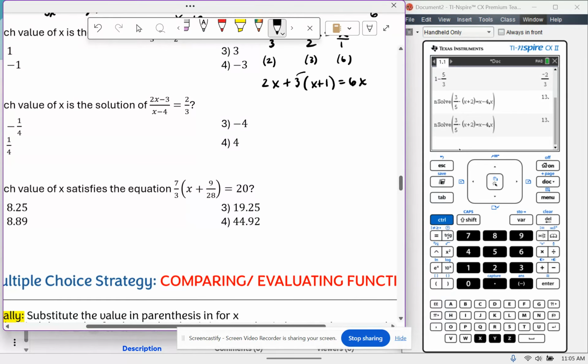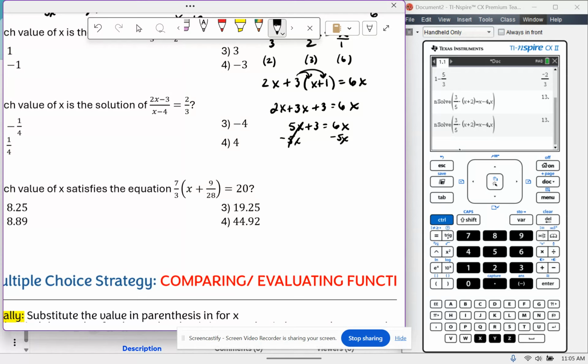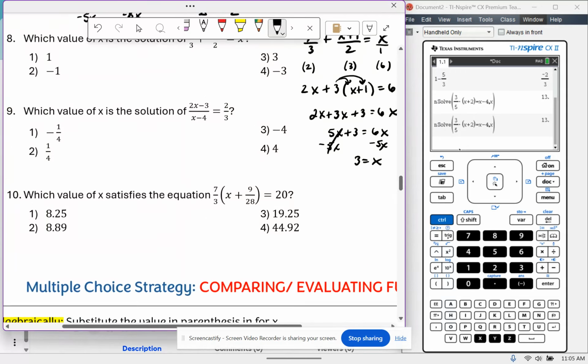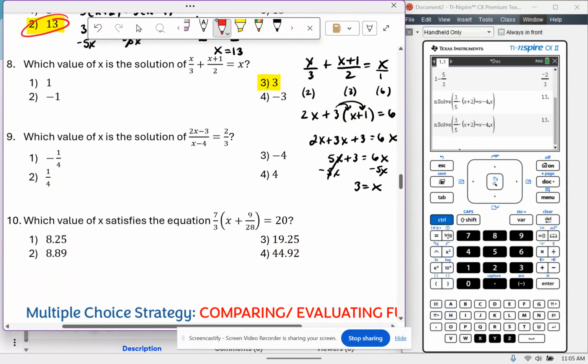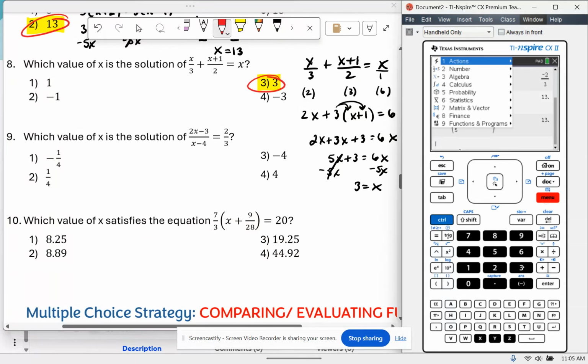Now I'm going to distribute to get rid of my parentheses, and I have 2x plus 3x plus 3 equals 6x. I now combine like terms. I get 5x plus 3 equals 6x. I'm going to subtract the 5x. I usually sort all the x's to the left, but if I did it the way that I always do it, I would end up having to divide both sides by negative 1, and I see here that if I just do this, I get 3 equals x, which is a little less work. So I'm going to do that. Now I'm going to type it into NSolve.